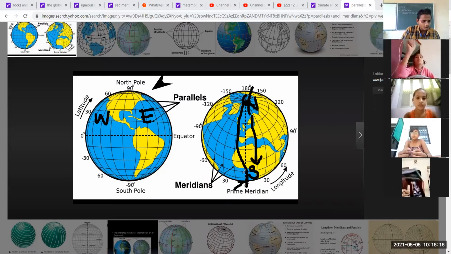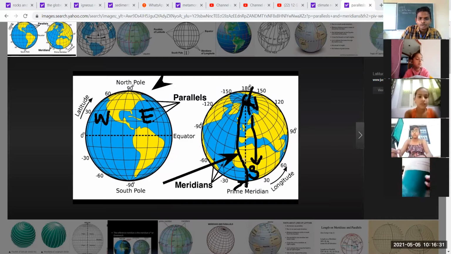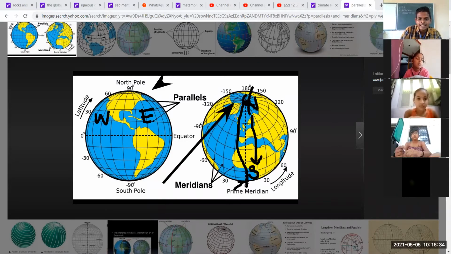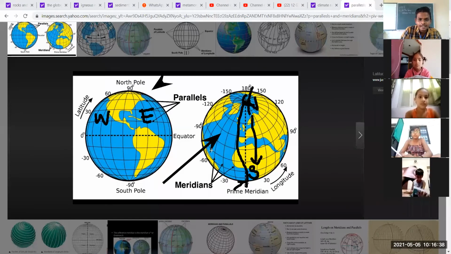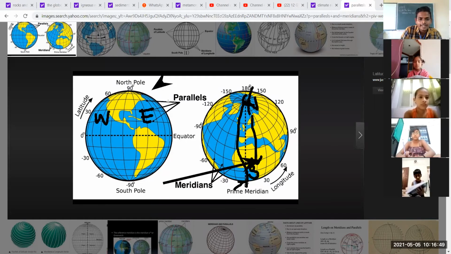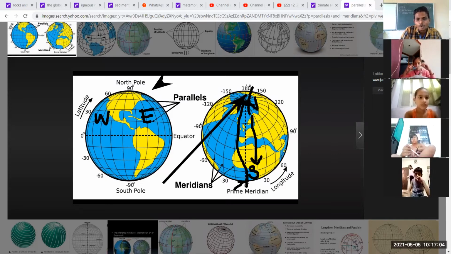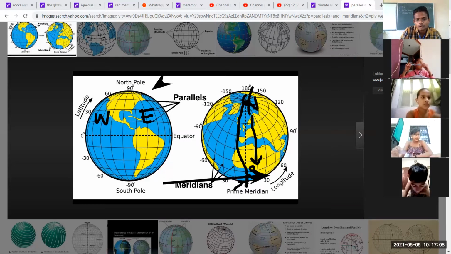Half of this circle between the North Pole and South Pole are called meridians or longitudes. Now, this line, you can see it, dear students, from North to South, from North Pole to South Pole. It is called the meridians, also known as the longitudes. These are known as the latitude, these are known as the longitude, these are known as the parallels, these are known as the meridians. It is passing from North Pole to South Pole.